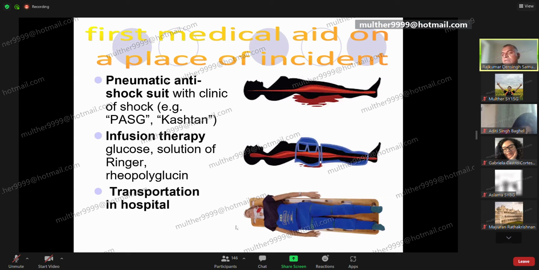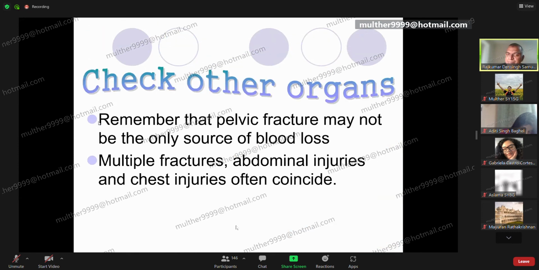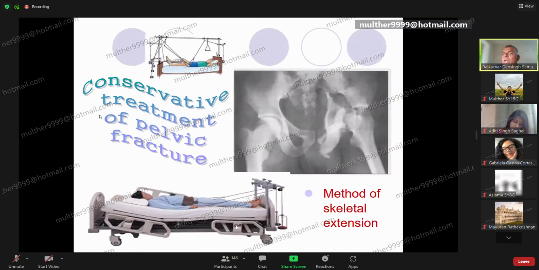First aid, any questions? No, sir. First aid is clear. So now we come to treatment. Complications will come in a few minutes.